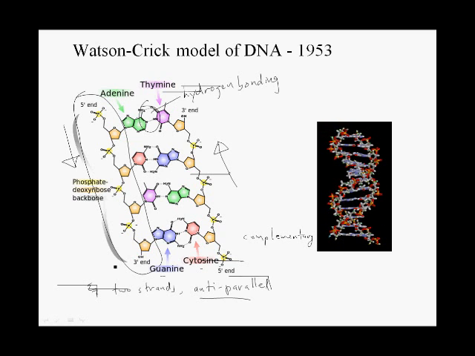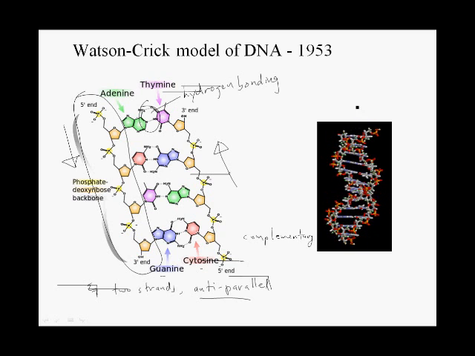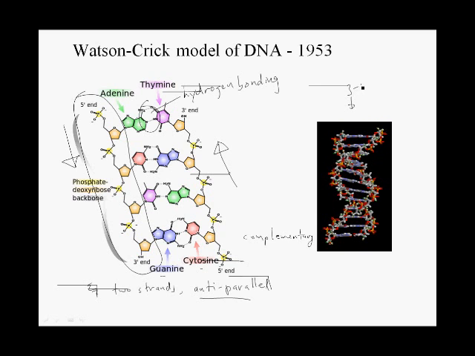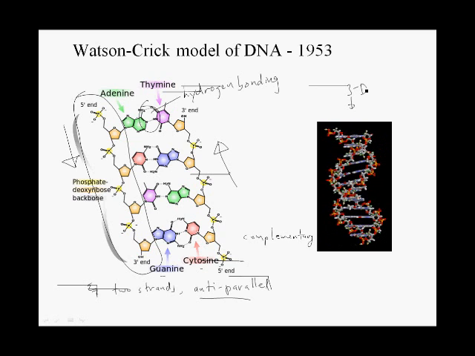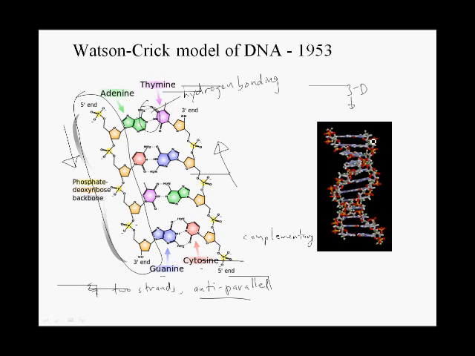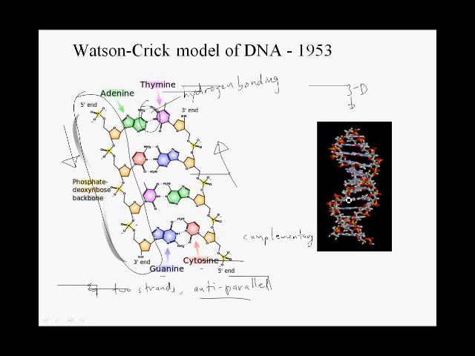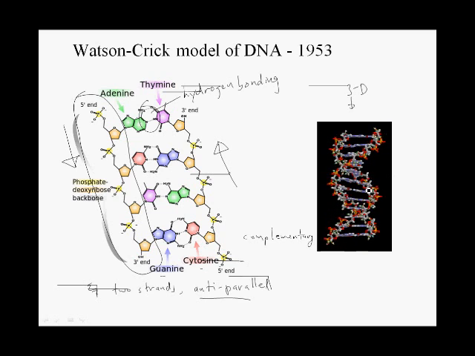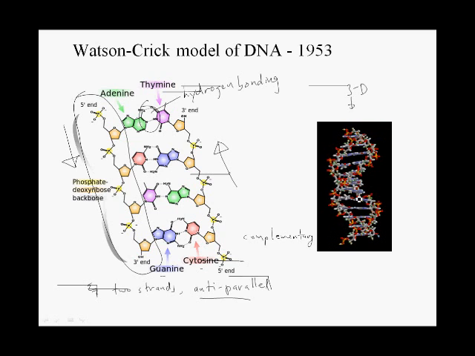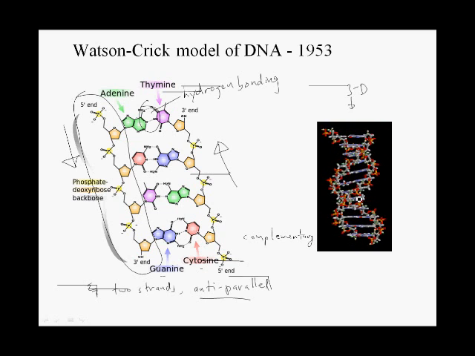So this is sort of a flat two-dimensional representation. Here is what an actual 3D representation looks like as a rotating GIF. And you can see the sugar phosphate backbones on the outside, and the bases that interact by hydrogen bonding are flat and stacked in the middle like the rungs of a ladder.